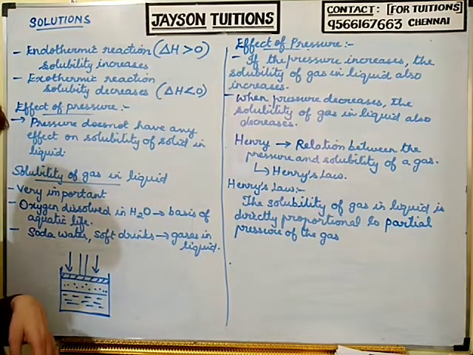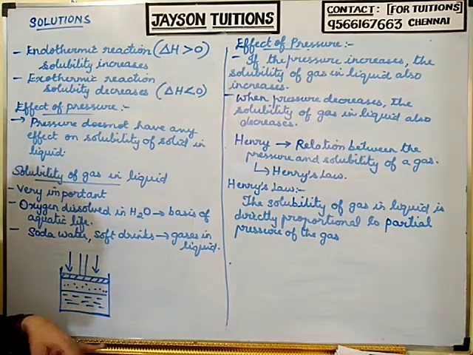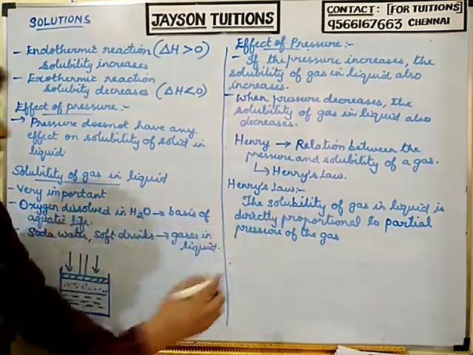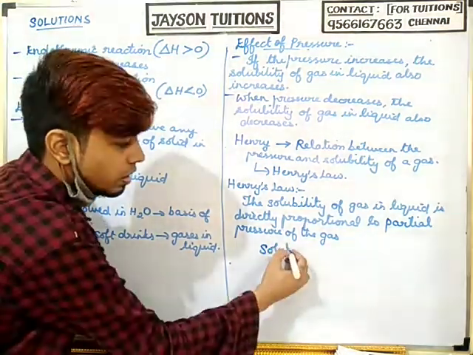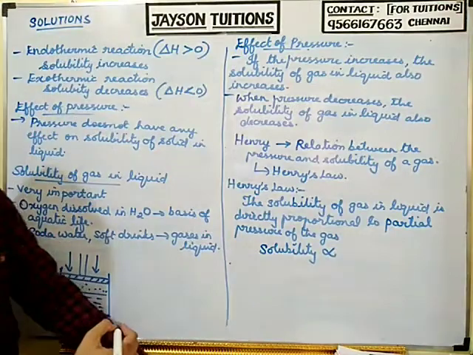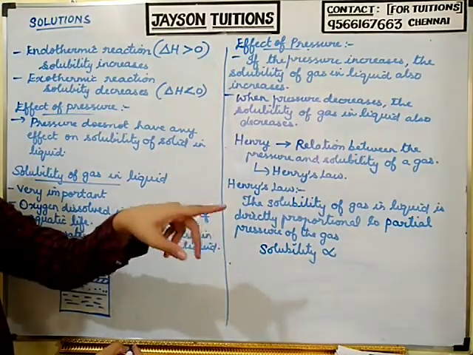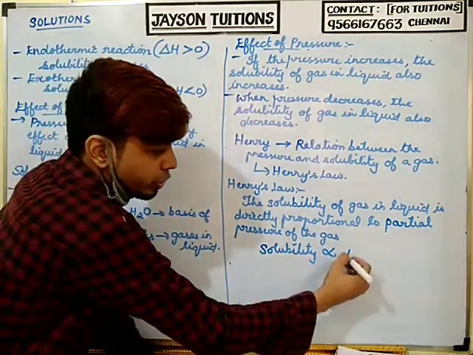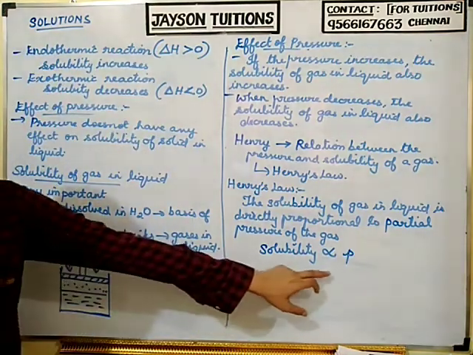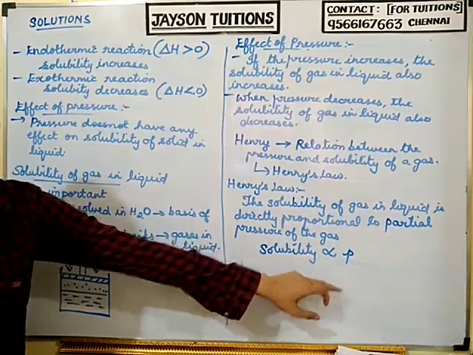Okay, so I can express it. Solubility will be directly proportional to pressure, which means I will put capital P. Partial pressure means I should put small p. So solubility is directly proportional to partial pressure.